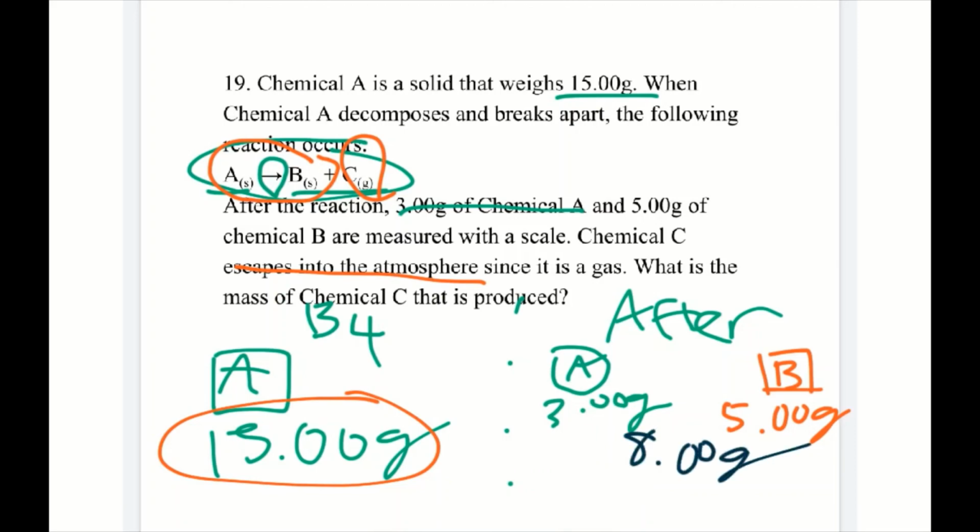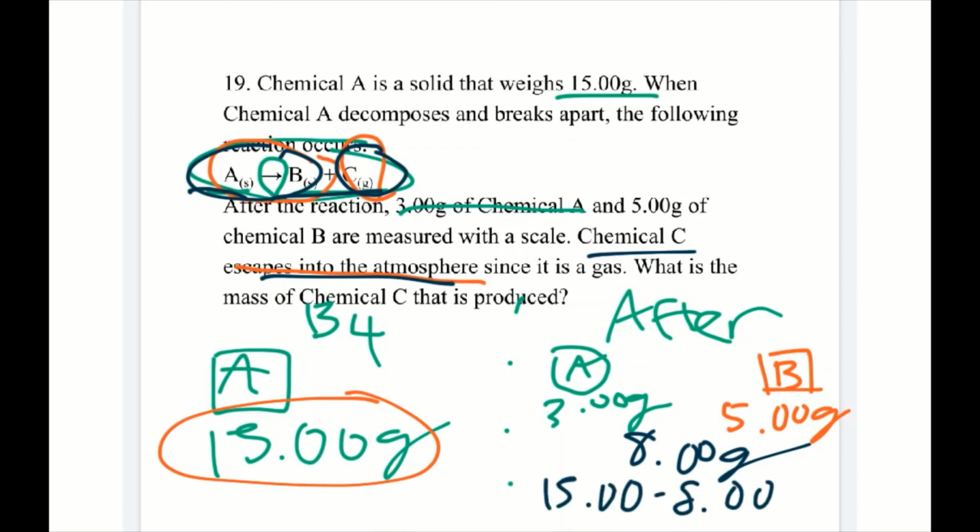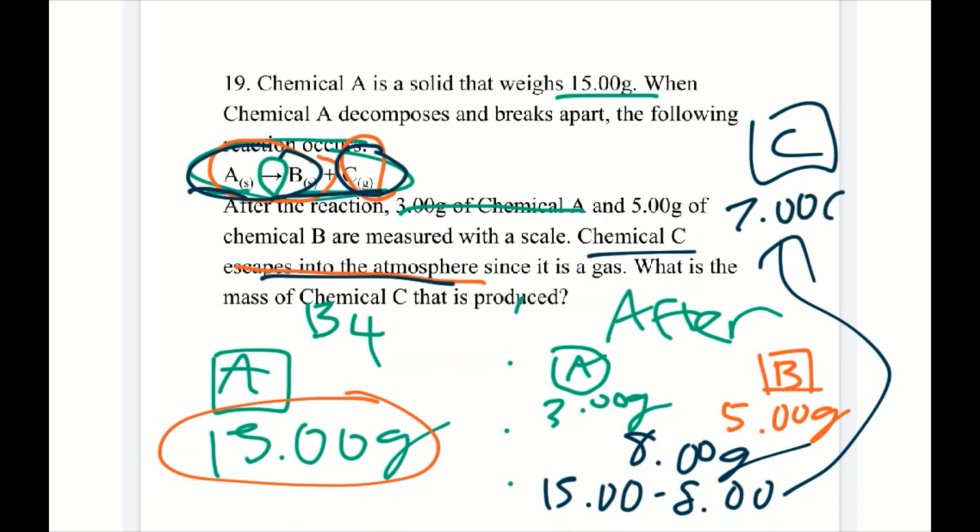So where did the 7 missing grams go? Well, it probably went to chemical C, since that's the only other thing it could be, since A decomposes into B and C. So if we have A and B, C is our missing component, and that must be where the missing mass is. So we subtract 15.00 minus 8.00 in order to get the mass of chemical C. And we get that the mass of chemical C is 7.00 grams. And that's our answer. So let's move on to our next question.